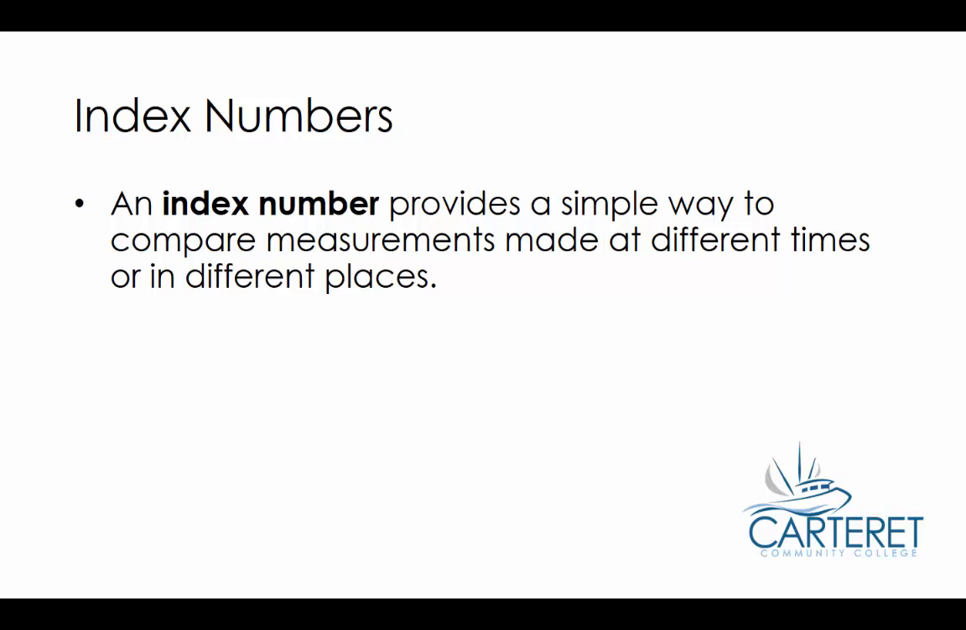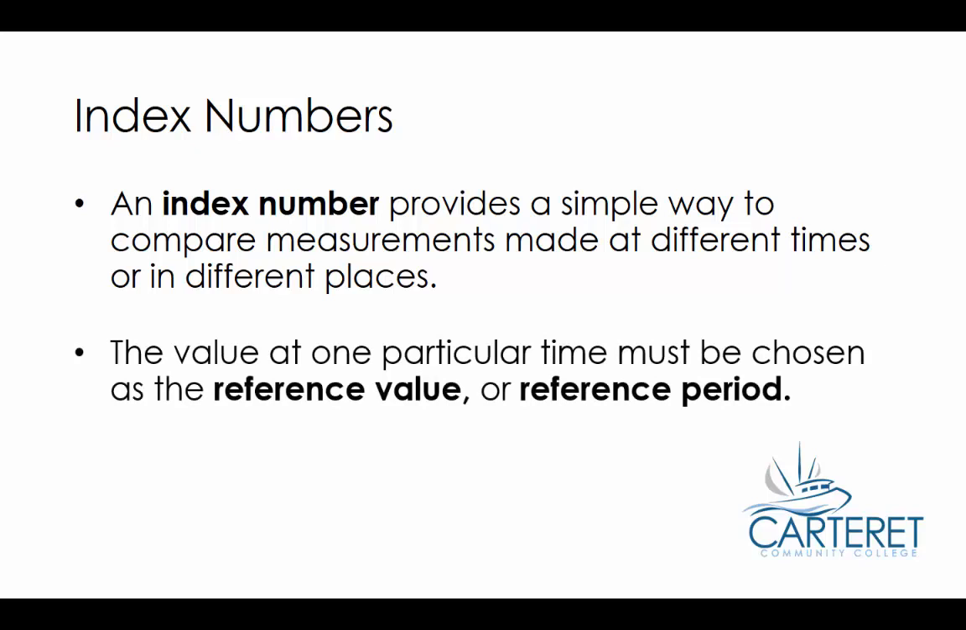An index number provides a simple way to compare measurements made at different times or in different places. The value at one particular time must be chosen. This value is referred to as the reference value or reference period. Please note that there is no particular method for rounding index numbers, but in this class we will typically round to the nearest tenth.